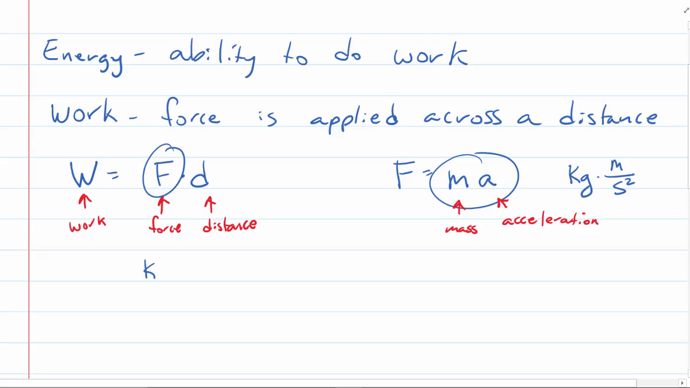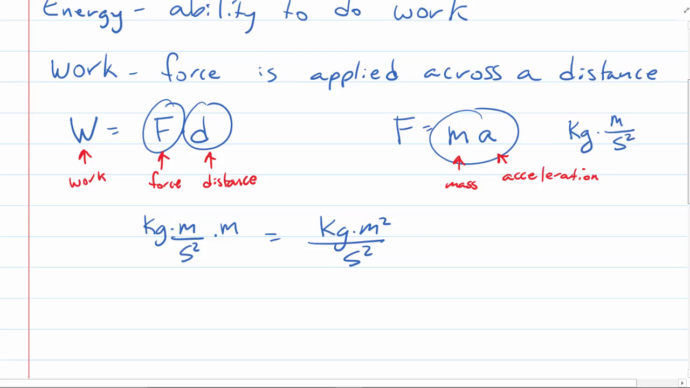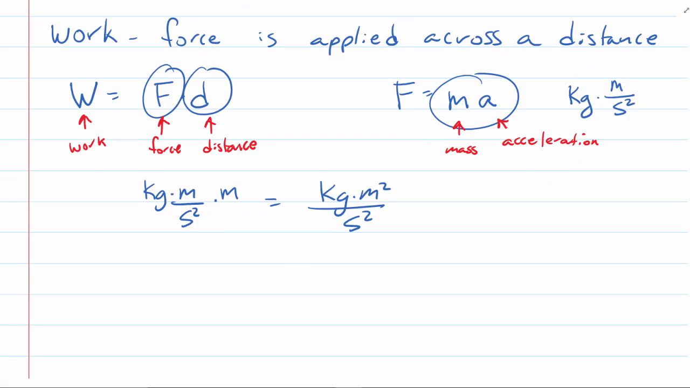If we then say that these are the units of force, which is the kilogram dot meter per second squared, and then multiply this by the distance, what are the SI units of distance? Meters. Good. So then we wind up with units of kilograms dot meters squared per second squared. And these are the SI units of work, which is also the same as the SI units of energy.